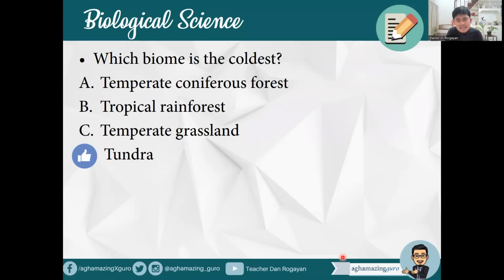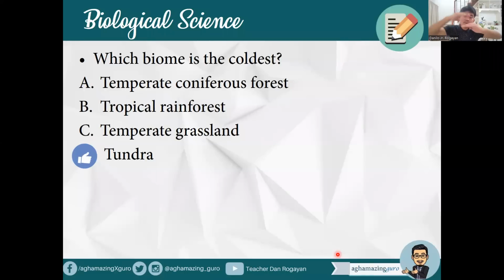Question, where is the Philippines among these? A, B, C, or D? Yes, tropical rainforest. Okay. Question, are we above or below the equator? Are we in between? We are actually slightly above the equator. In what tropic? That is why it is tropical. Are we in the Tropic of Cancer or Tropic of Capricorn?